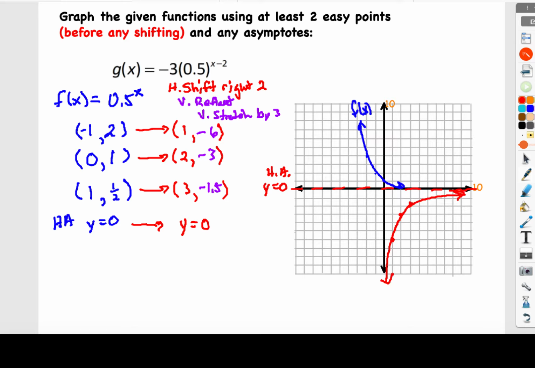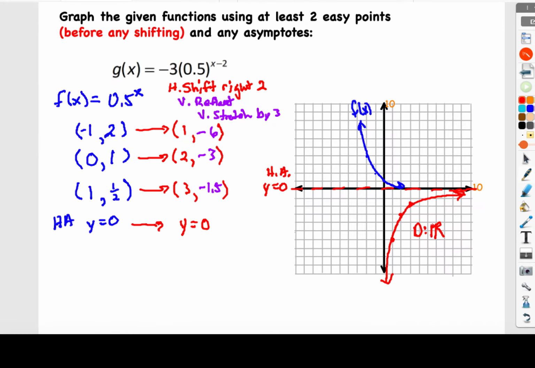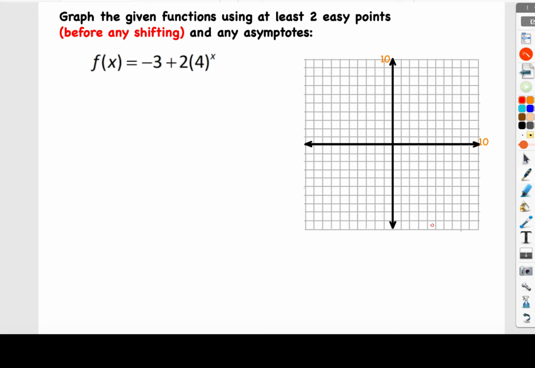Now remember that the domain is still all real numbers, right? We're still going from negative infinity to positive infinity. So basically we will pass the y-axis at some point, but again, we're not going to pass the x-axis. The x-axis is that horizontal asymptote. Let's try that one more time with a slightly different example. In fact, I'm going to back up back here. Let's try that with this example here.